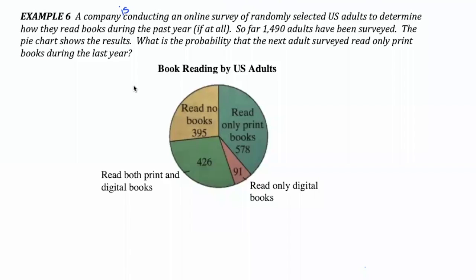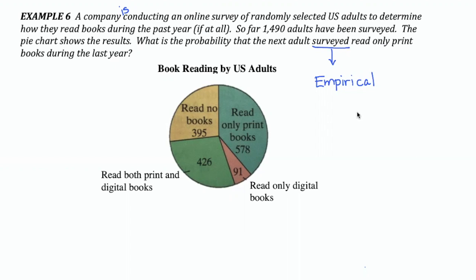So far, they have surveyed 1,490 adults, and the pie chart shows the results. What's the probability that the next adult surveyed will read only print books during the last year? In this case, because a survey has been performed, that's an experiment, and that means this is an empirical probability, where you have actually gone out to collect data to see what happens.